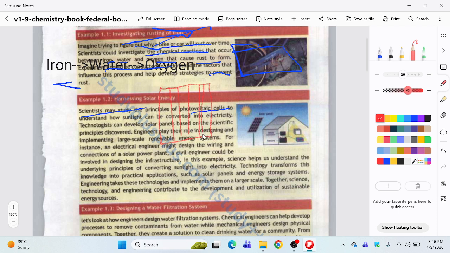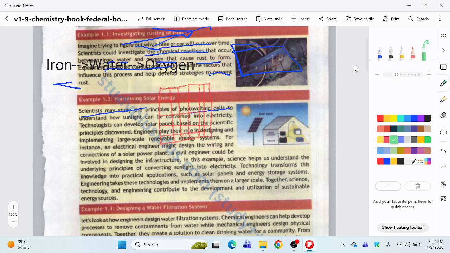In the meanwhile I can explain the concept that photovoltaic cells are those cells that help us to convert sunlight to electricity. These are tiny cells which are present inside solar panels, which are created by science, technology, and engineering. And this is the major example. If they ask you to write some examples of science, technology, engineering, this is an example of all together, not only one. The rusting we studied is only a study of science, nothing else.